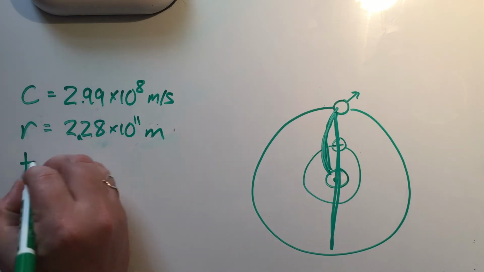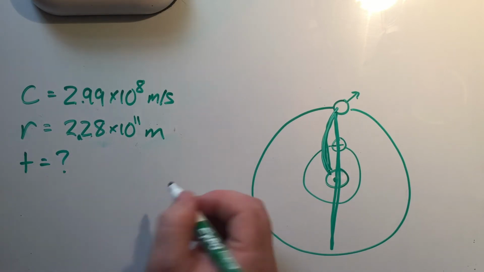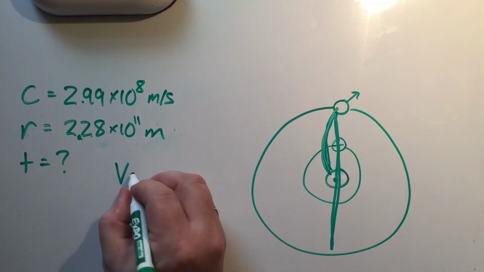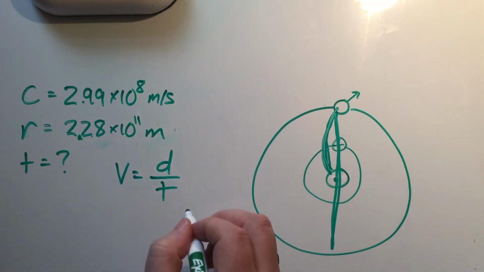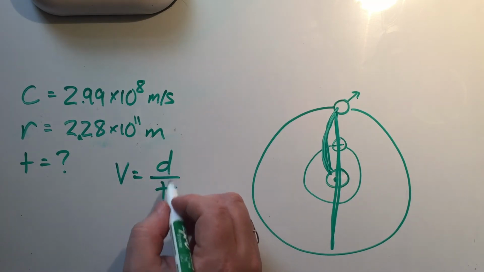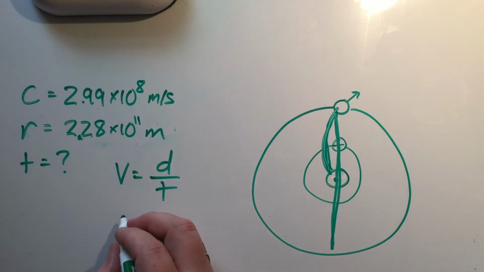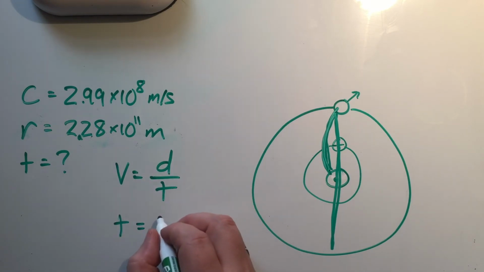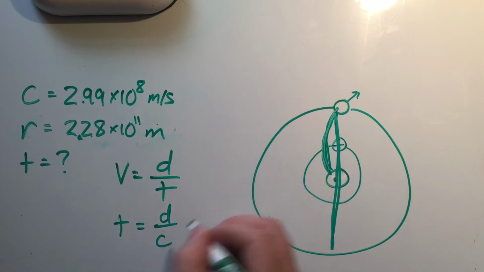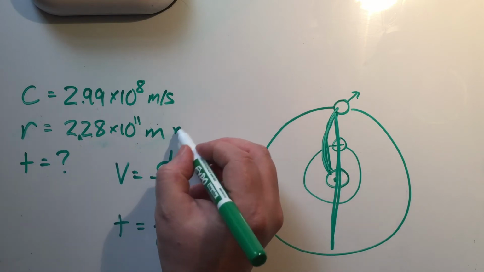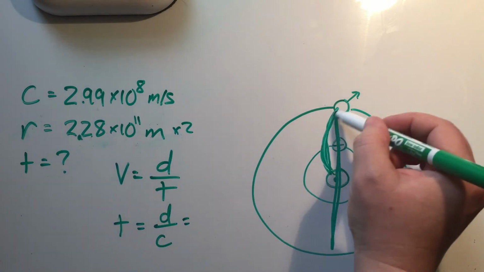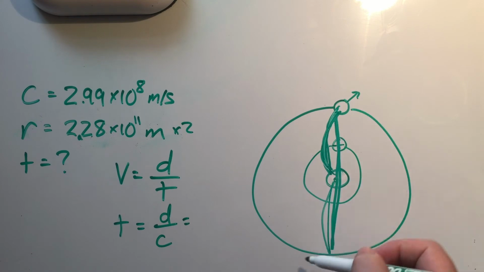All right, and all we're searching for is time. So all we've got is the standard equation, velocity equals distance over time. We know velocity, we know distance, we're looking for time. Let's rearrange this equation to make it time equals distance over c, the speed of light in this case, which is going to be equal to this total distance. Remember, we need to multiply it by 2 because we don't want just the radius, we want the full diameter.